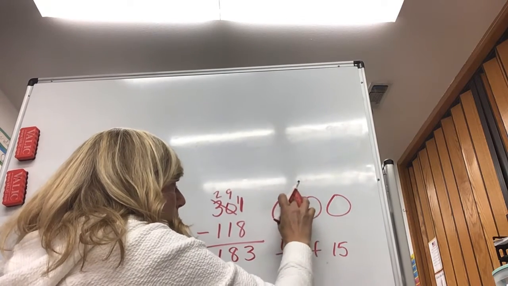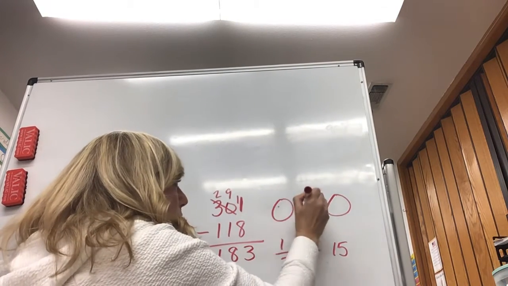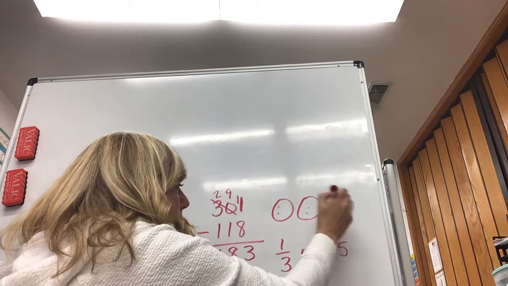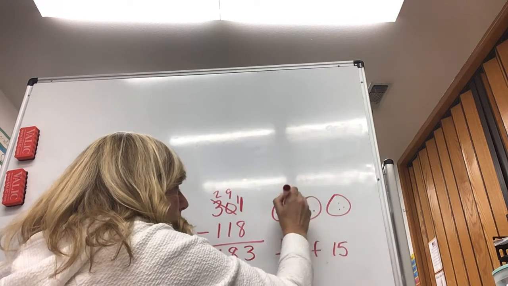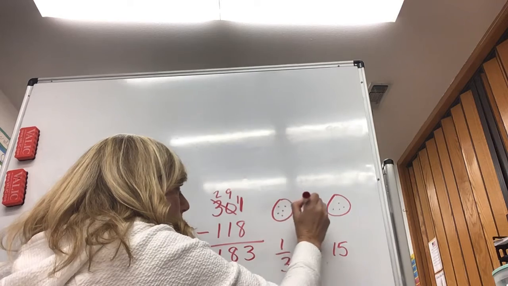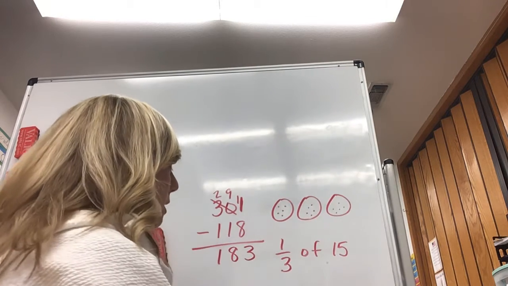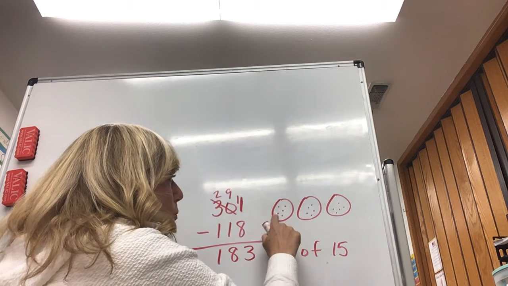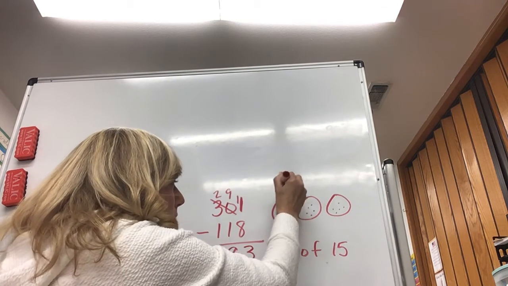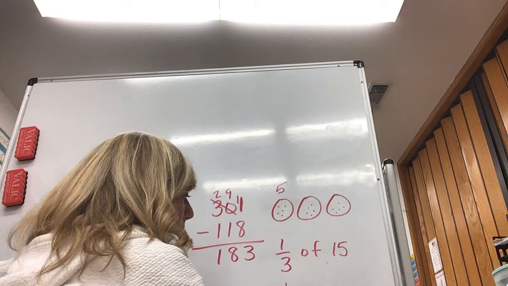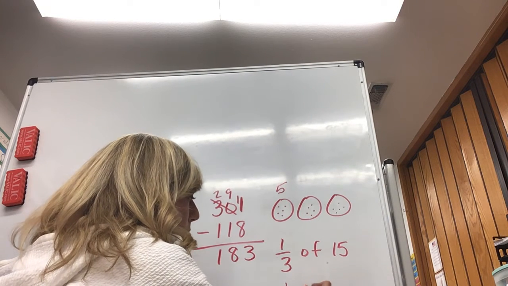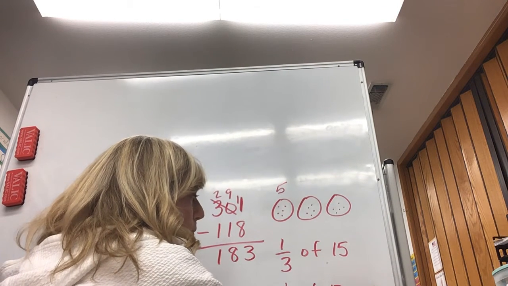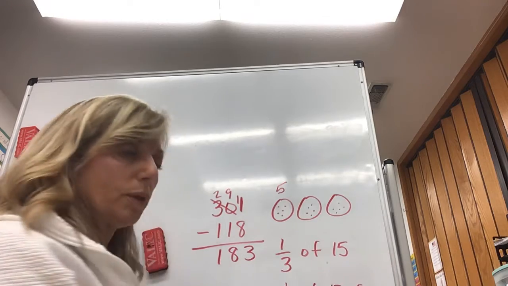Let me do that one more time. 1, 2, 3, 4, 5, 6, 7, 8, 9, 10, 11, 12, 13, 14, 15. So 1/3 of 15 would be 1, 2, 3, 4, 5. So 1/3 of 15 equals 5. They're going to ask you what's 1/3 of 12.